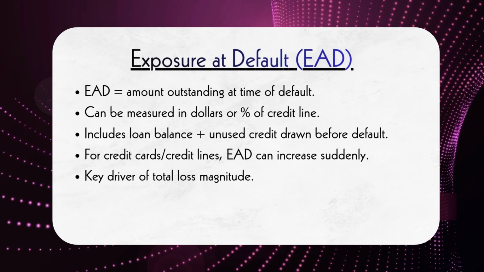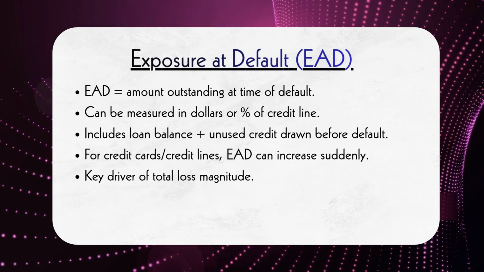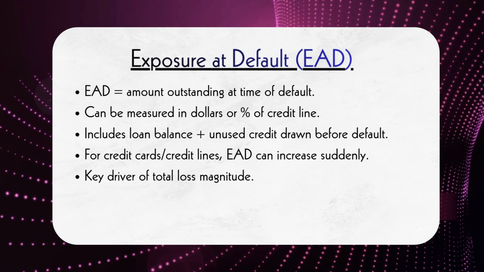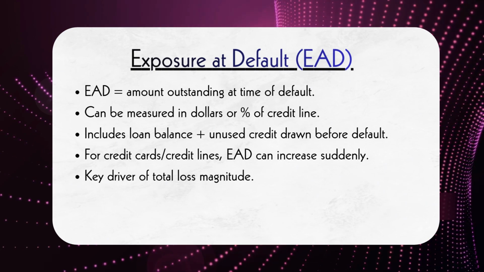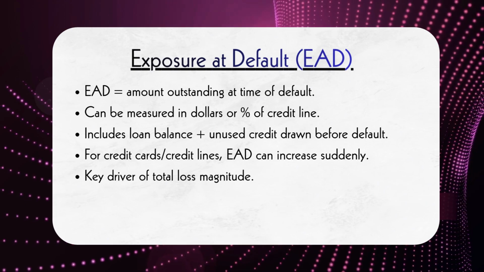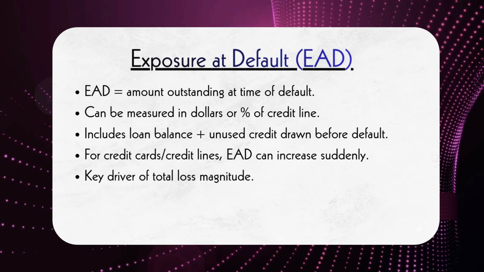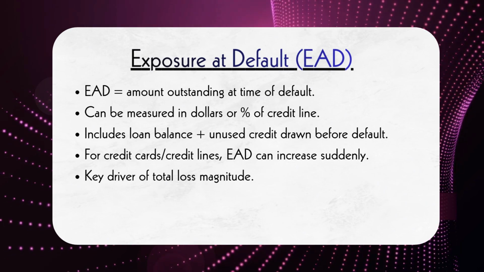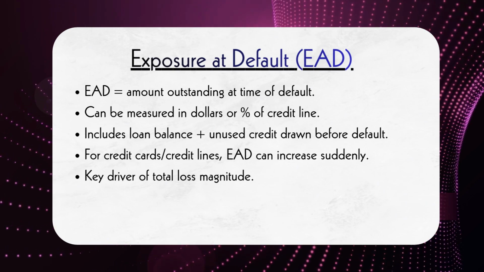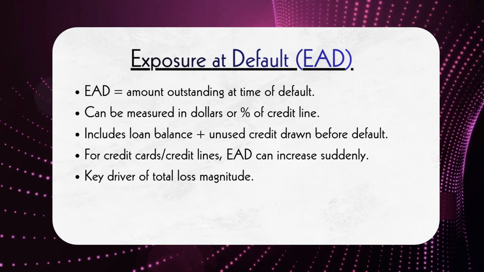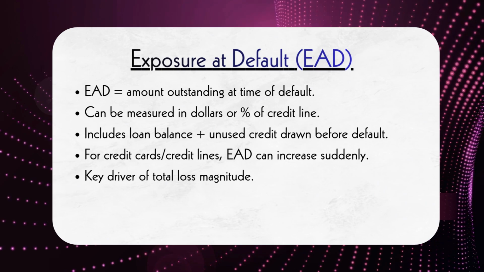Next, we think about the size of the loan itself. Even if default happens and losses are high, it matters whether the exposure was small or huge. This is captured by exposure at default, or EAD. EAD is simply the amount outstanding when the borrower defaults. For a term loan, it may be the remaining balance. But for credit cards or credit lines, customers might draw more money just before default, increasing exposure suddenly. So EAD tells us how much money is actually at risk at that moment.